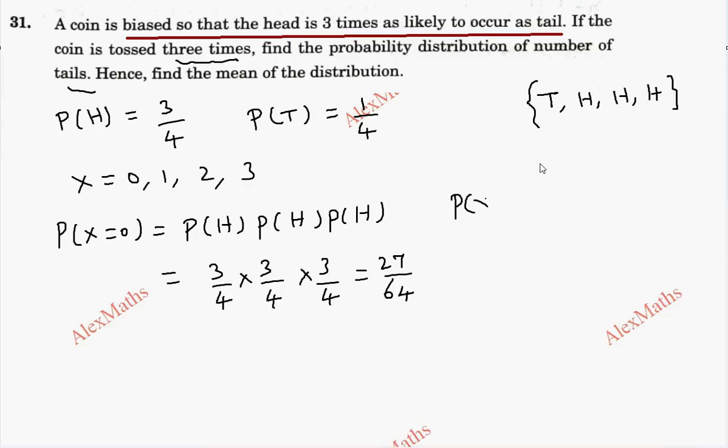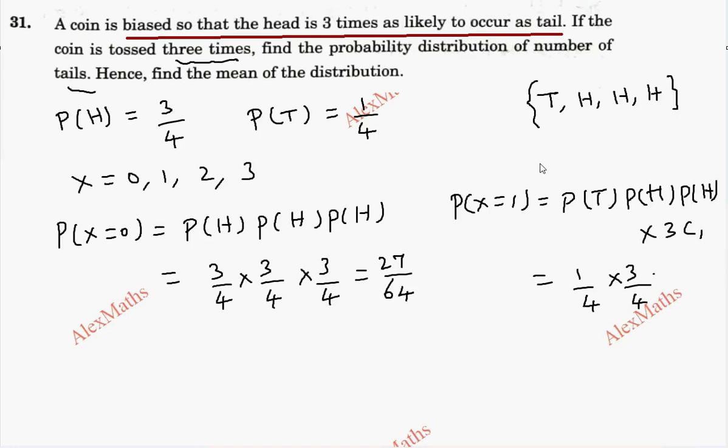Now P of x equal to 1 means one tail and other two are heads. But this will come in a cyclic order. So out of three places, one is different. So we have to put 3C1. This is 1 by 4 into 3 by 4 into 3 by 4 into 3, which is once again 27 by 64.